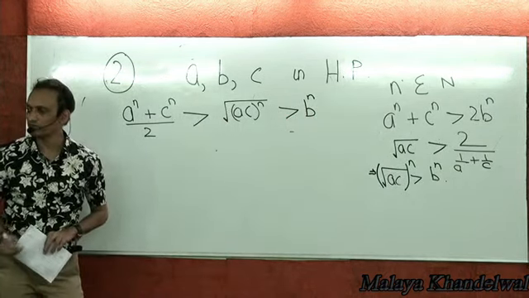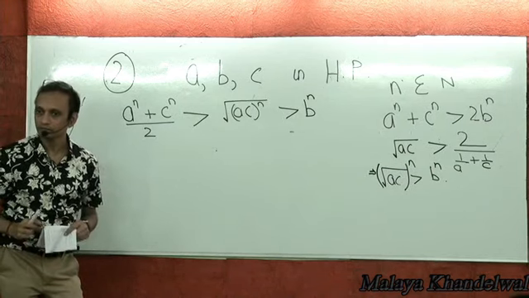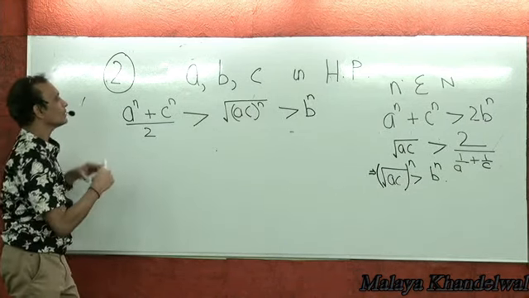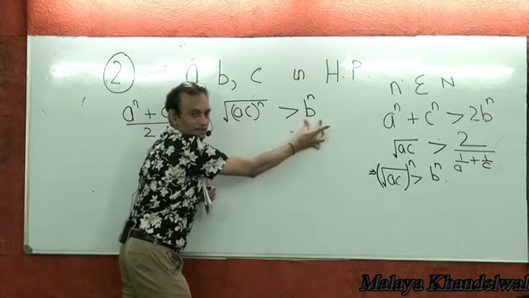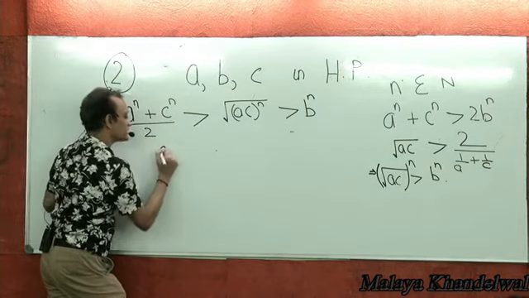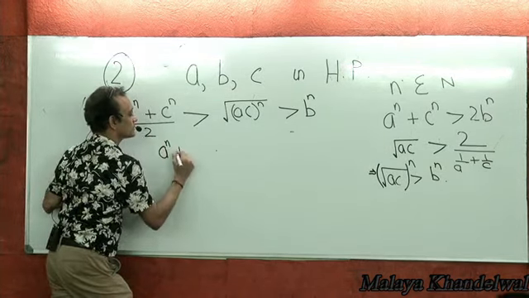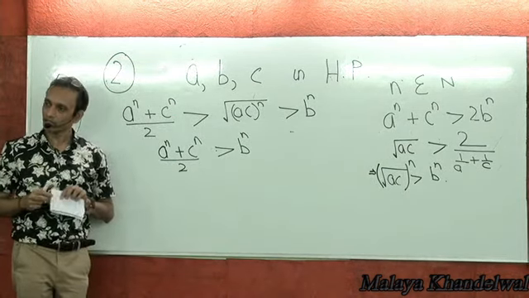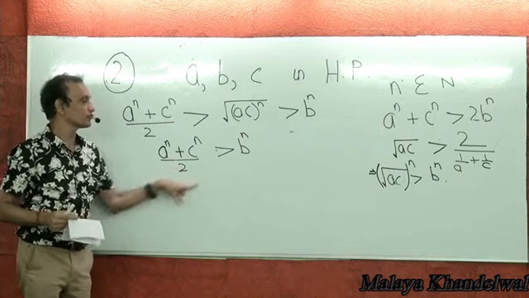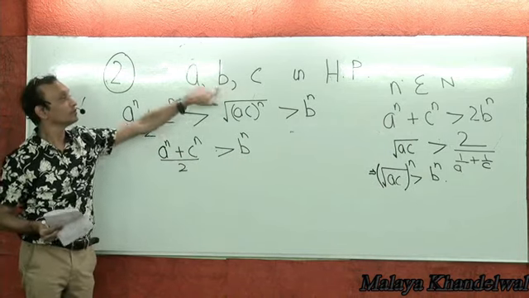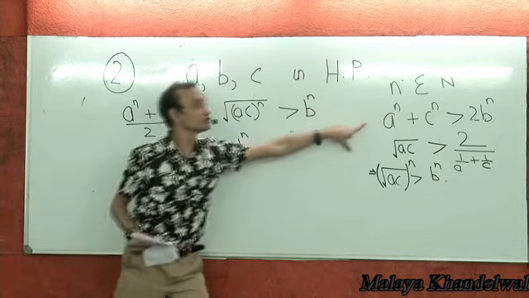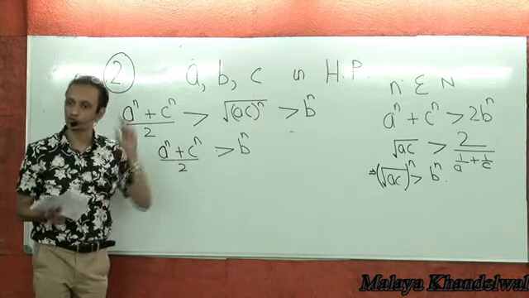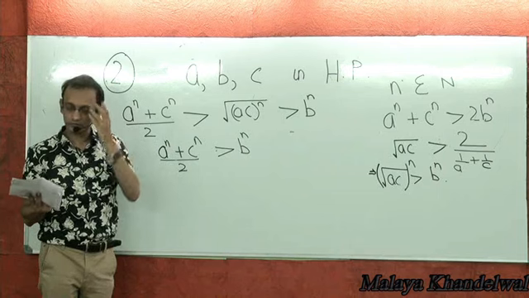Yes or no? A to the power n will be bigger than B to the power n. Clear? Which means this must be bigger than this. Which means (A to the power n plus C to the power n) by 2 must be bigger than B to the power n. Clear? And this therefore must be greater than 2B to the power n, which is what we wanted to prove, multiplying by 2 throughout, right?